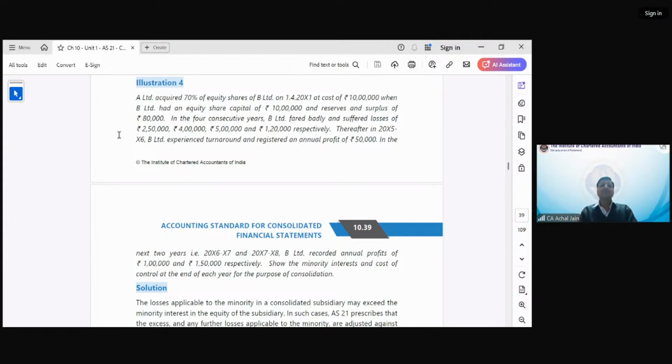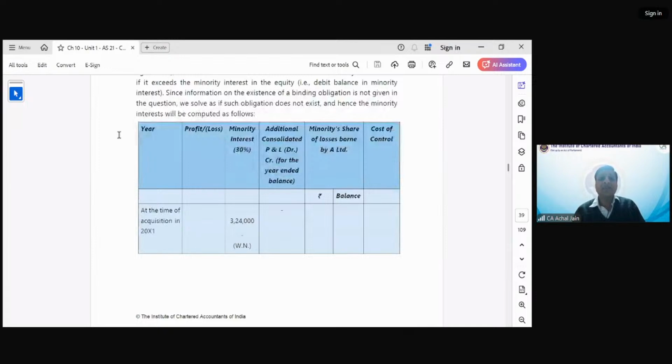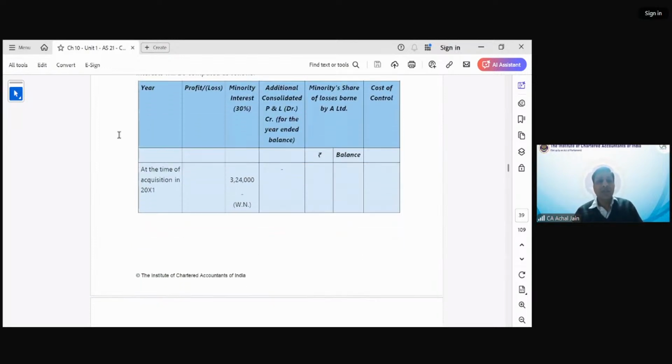Now please remember, the question is asking you about these amounts at the end of each year. So you are not only required to compute this on the date of acquisition. Of course, you will begin with the date of acquisition, but at the end of each year, you are required to show these amounts. Our idea in this example is not to get into the minority interest computation, because that is very simple. You will pick up the share of net assets. Our idea is to discuss what you do if there are losses exceeding the balance of minority. That's the objective.